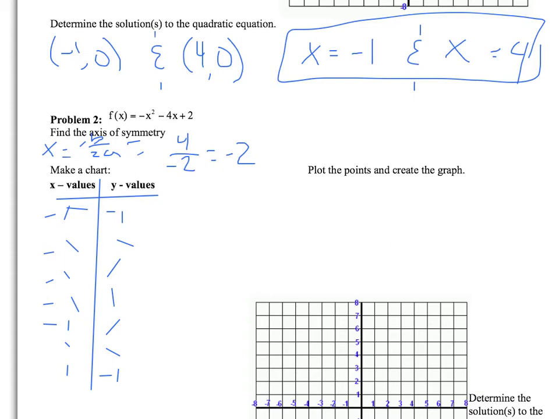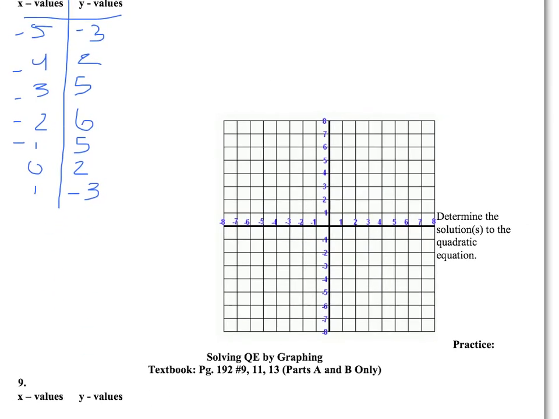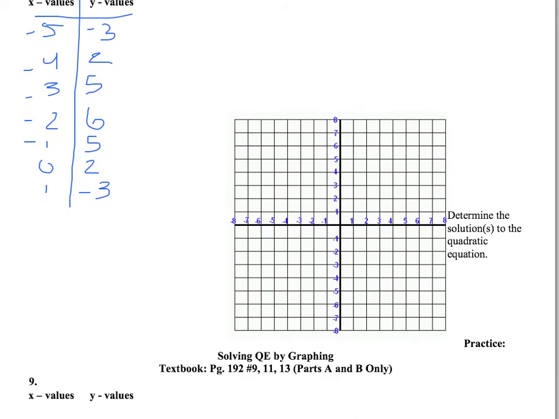From there I plot those points. Again, I'll just do the best that I can here. And it looks like it didn't quite come out the same way that you have on your paper, so just be careful here. So we have -5, -3, -4, 2, -3, 5, -2, 6, -1, 5, 0, 2, and 1, -3. Connect your points. Sorry, hard time for me to connect them. Put arrows on the end.